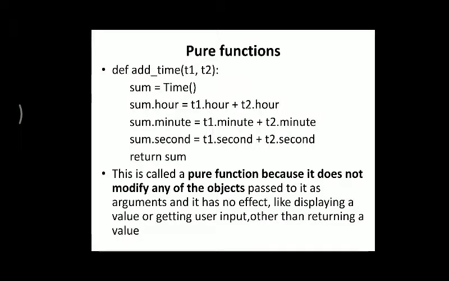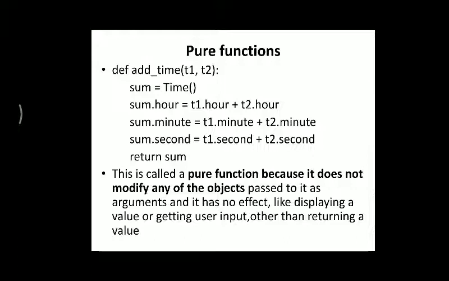Next we are going to discuss pure functions. Initially we will define one function called add_time, which takes two objects, t1 and t2. def add_time(t1, t2): sum = Time(). We create one more object called sum, then using that sum we add those two objects, t1 and t2, which represent the hours of different objects. sum.hour equal to t1.hour plus t2.hour. sum.minute equal to t1.minute plus t2.minute. Similarly, sum.second equal to t1.second plus t2.second. Finally, we return sum.